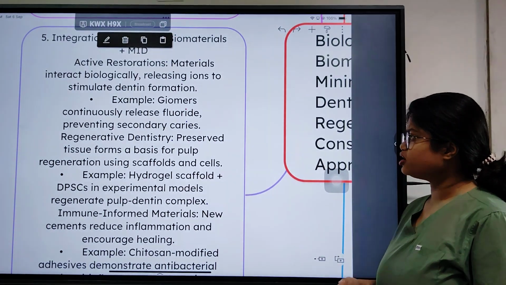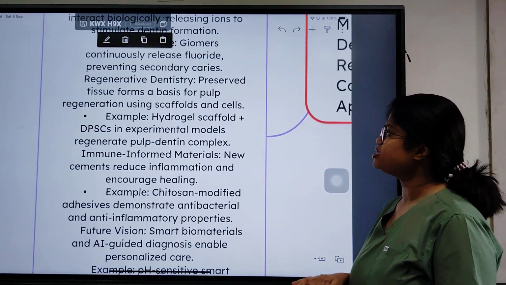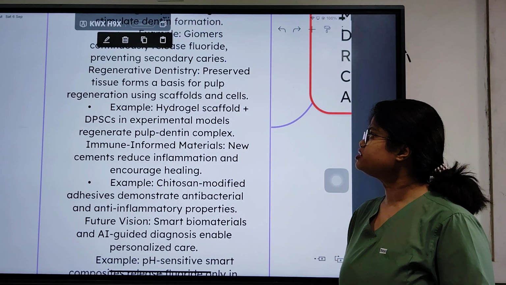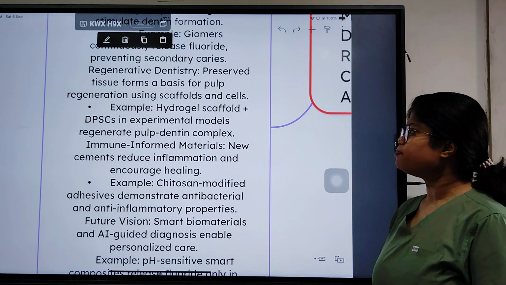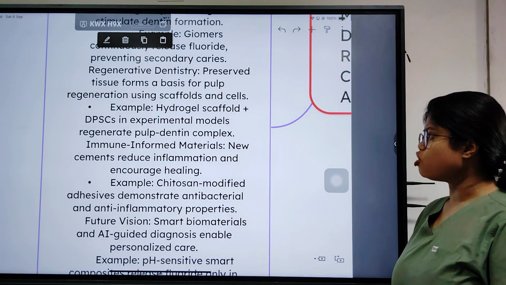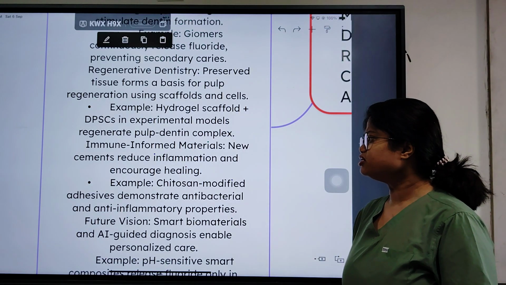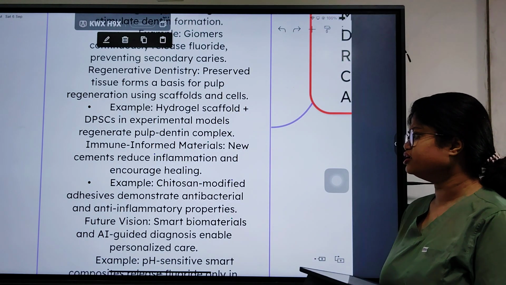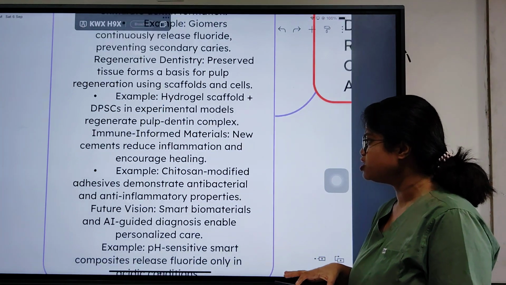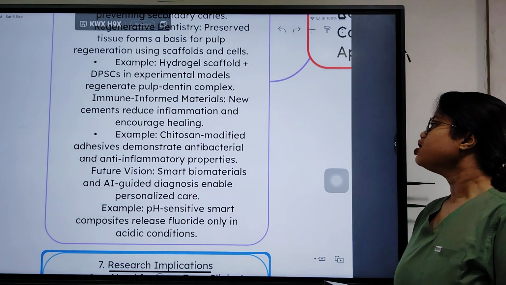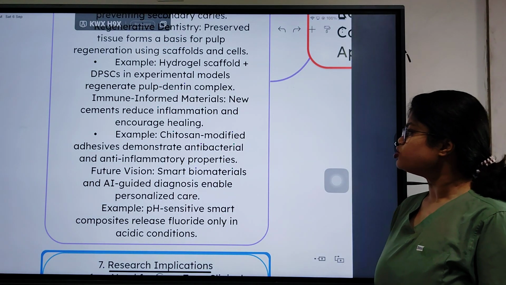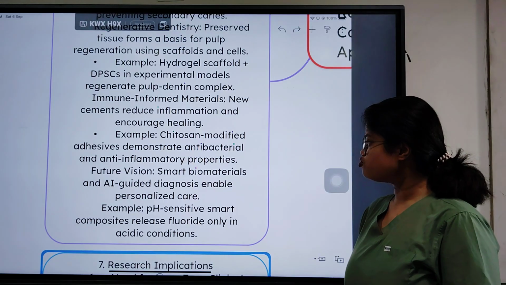In regenerative dentistry, preserved tissue forms a basis for pulp regeneration using scaffolds and cells. In this, we have seen hydrogel scaffolds plus dental pulp stem cells in experimental models that will regenerate the pulp dentine complex. Immune-informed materials, new cements, modulate inflammation and encourage healing, specifically through the M1 and M2 macrophage systems, that we will be discussing in the journal. Examples are chitosan modified adhesives that demonstrate antibacterial and anti-inflammatory properties.